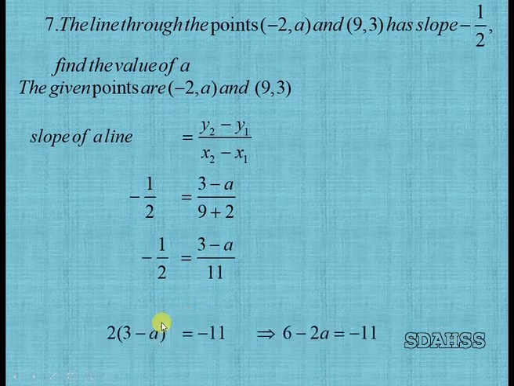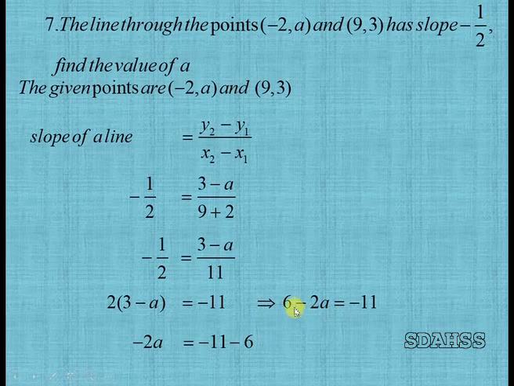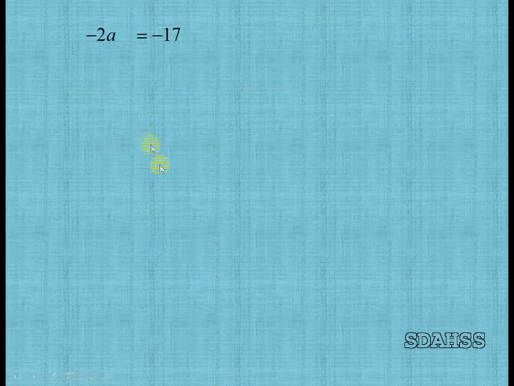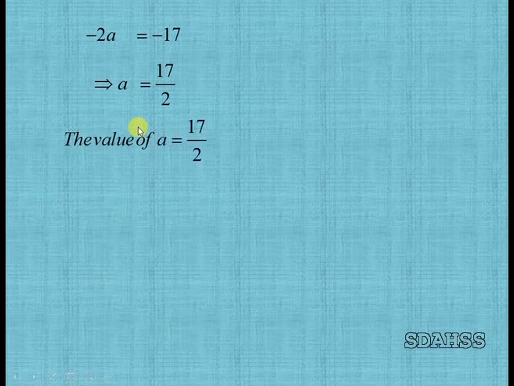Cross multiply. So you have 2 into 3 minus a is equal to minus 11. Multiply the 2 inside the bracket. So you have 2 into 3, 6. 6 minus 2a is equal to minus 11. Then you bring this 6 other side, it becomes negative. So minus 2a is equal to minus 11 minus 6. Minus 11 minus 6 is minus 17 equal to minus 2a. Then minus minus cancel, a is equal to, you bring this 2 other side, it comes under the division. So 17 by 2. So the value of a is 17 by 2.